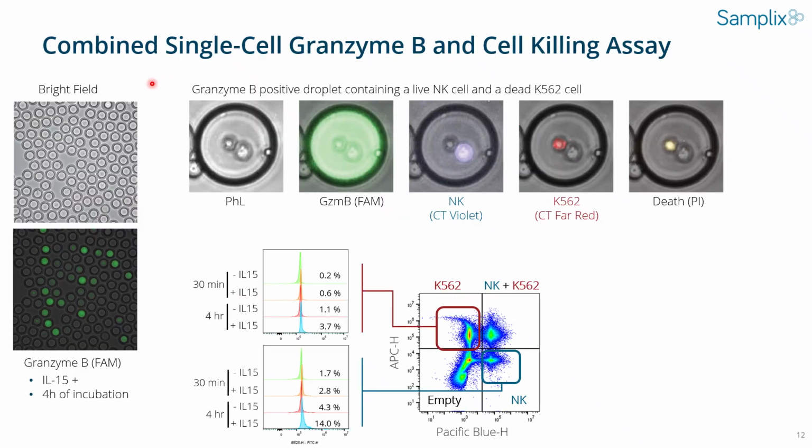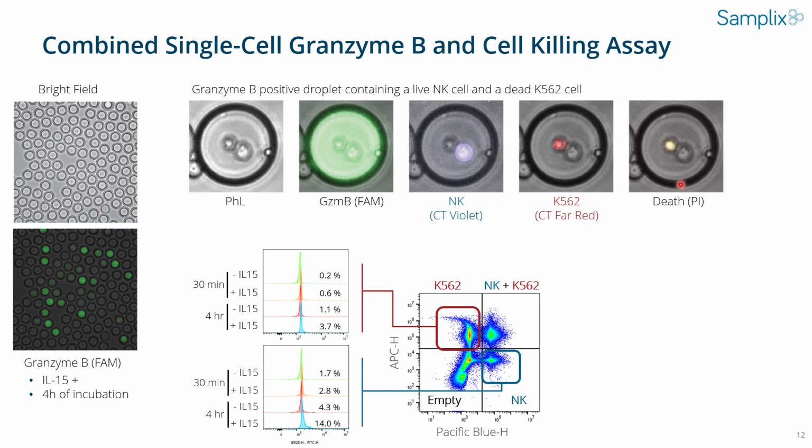In real life, the assay looks like this. Over here you can see the very monodispersed droplets with cells inside, and down here you can see the granzyme B signal in some of these droplets. We're looking at droplets that have been incubated for 4 hours, with IL-15 stimulated NK cells. Up here you can see an enlarged droplet, where there's a green droplet, and we can see both the violet stained NK cells and the red stained K562 cells, and death is indicated in the K562 cells by the propidium iodide that we're using in this example.